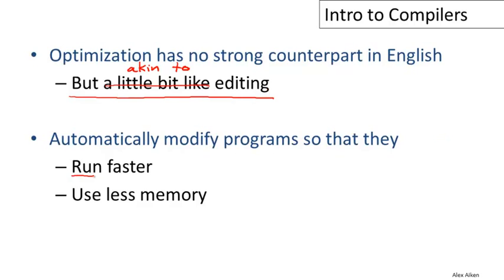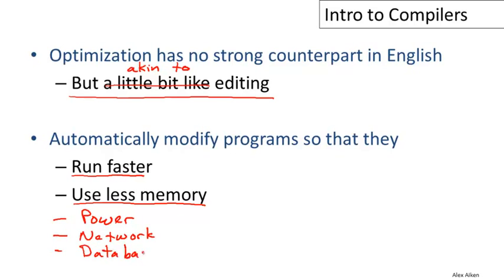Maybe we want to use less time. We want the program to run faster. Maybe we want it to use less space so that we can fit more data in memory. For a handheld device, we might be interested in reducing the amount of power that it uses. If we have external communication, we might be interested in reducing the number of network messages or the number of database accesses. And there's any number of resources that we might want to improve the program's use of.